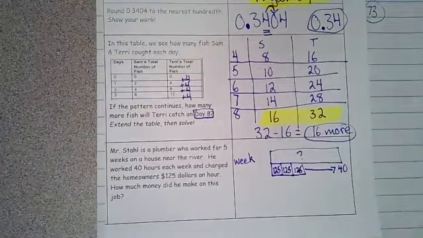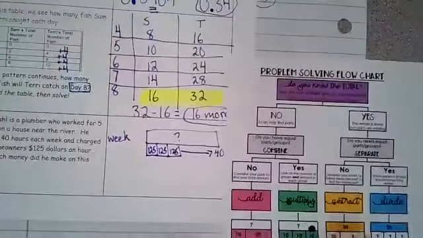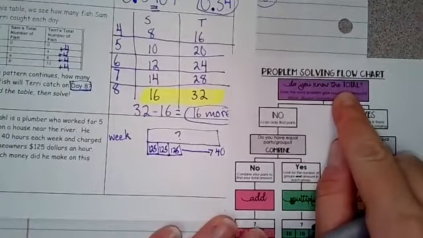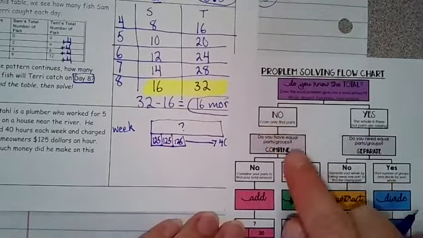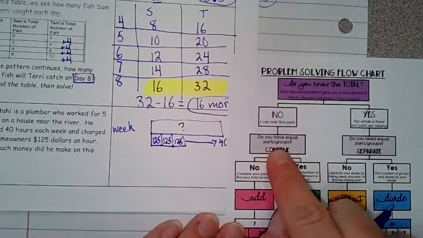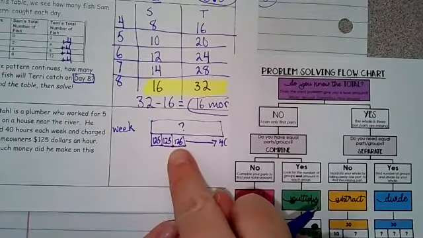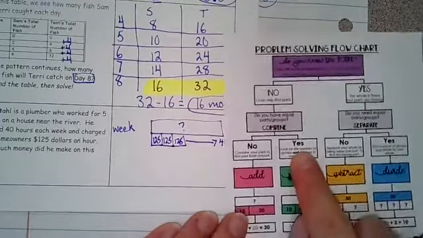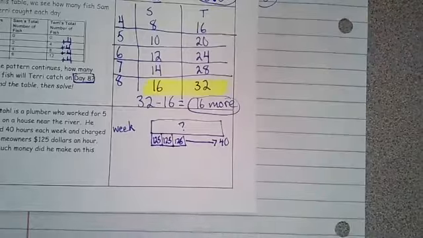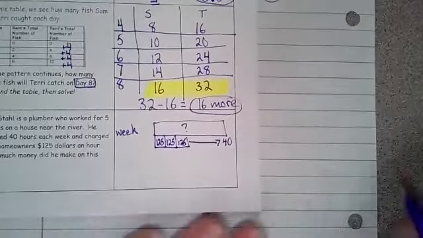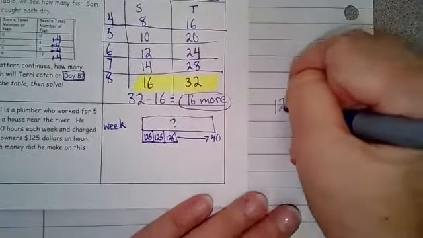So we're looking here at our problem solving flow chart. Do I know the total? No, I do not. I don't know the total. But do I have equal parts? Well, 125, 125, 125. So yes, I totally do have equal parts. So I need to multiply to find out the amount. Okay, so here we go. I'm going to multiply 125 times 40.